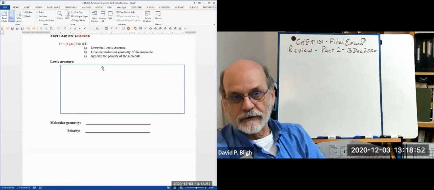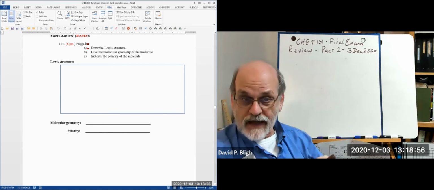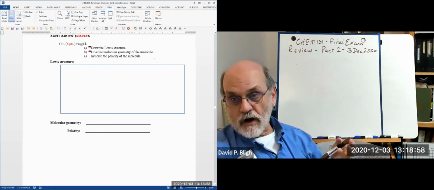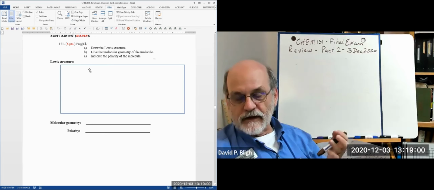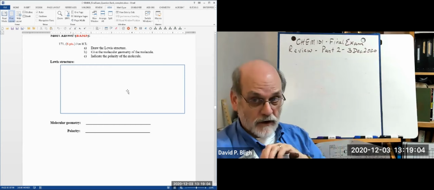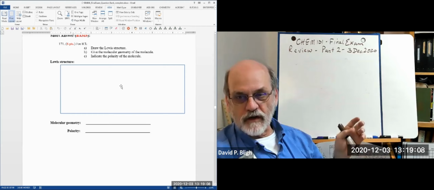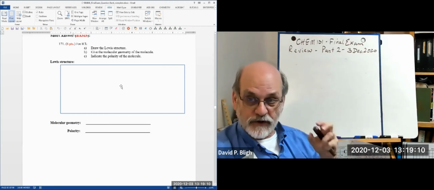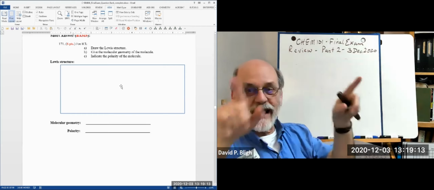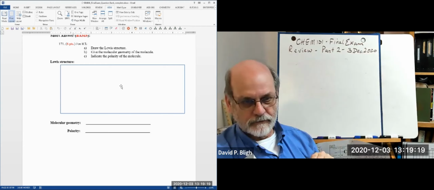It's simple. What most people left out in answering this question on the exam was they left a charge off. And the Lewis dot structure for ICl4 is different than ICl4 minus. So when you draw the Lewis dot structure, you've got to put the charge in, and you have to do it in brackets because the charge is characteristic of the entire molecule, not just one of the elements.